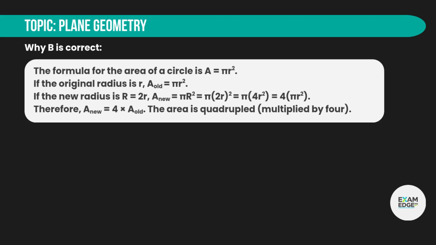Why B is correct? The formula for the area of a circle is A equals pi r squared. If the original radius is r, A old equals pi r squared. If the new radius is 2r, A new equals pi (2r) squared equals pi 4r squared equals 4 pi r squared. Therefore, A new equals 4 times A old. The area is quadrupled, multiplied by 4.